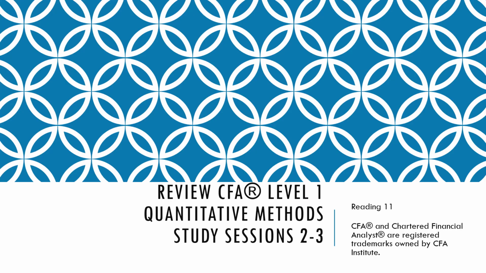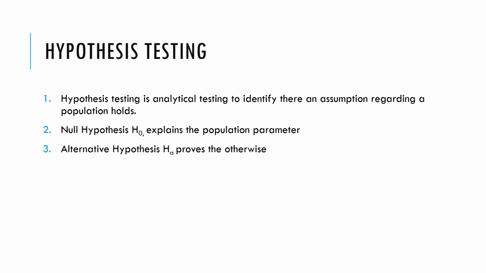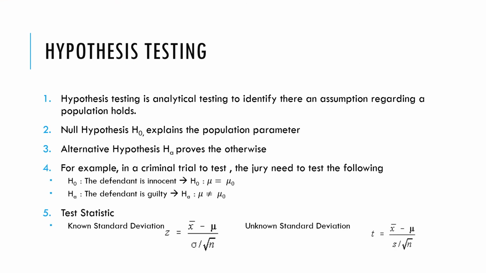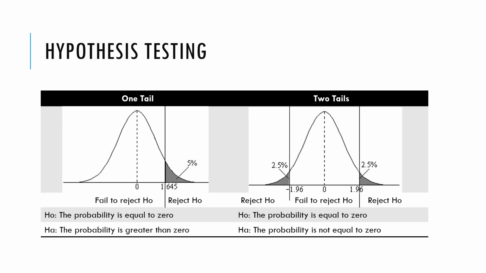Welcome to CFA Level 1, Quantitative Analysis, Reading 11. We can use statistical analysis to evaluate the confidence level of our findings. As in this example, we can test the confidence level on whether a null hypothesis H0, a person is innocent, or alternative hypothesis HA, a person is guilty. This slide is to explain the 95% confidence level for one-tail analysis and two-tails analysis.